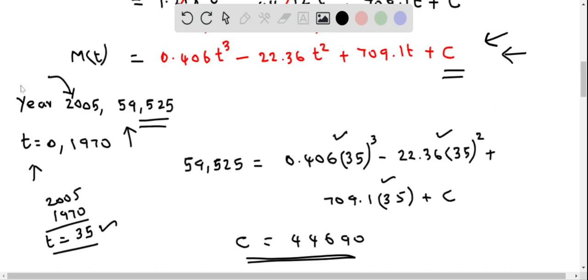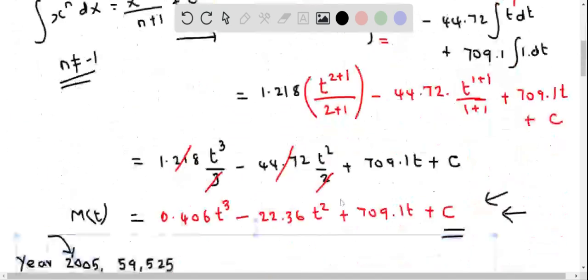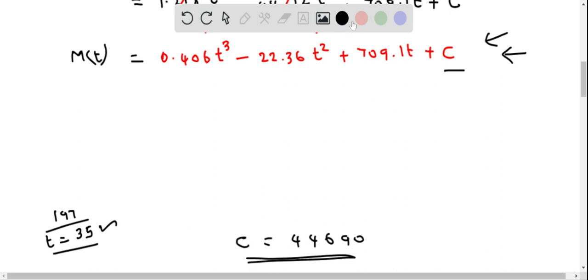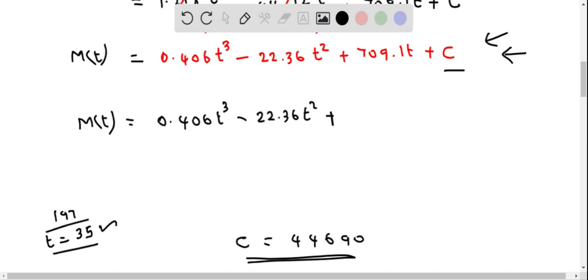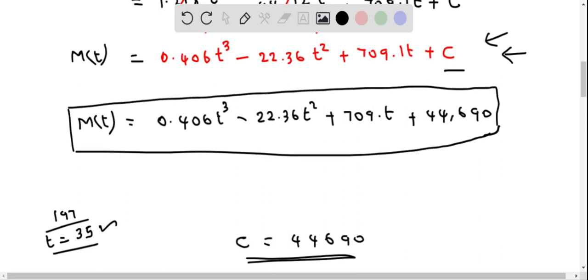So this is the value of c, which means we can write down the model. Let me clear this up. Let me plug this value of c into the model. So therefore m of t becomes, the complete model is 0.406 t cube minus 22.36 t square plus 709.1 t plus 44,690. So this is the complete model which represents the number of married couples since the year 1970, which means we answered the question in part A.